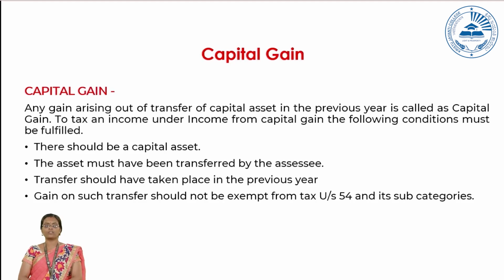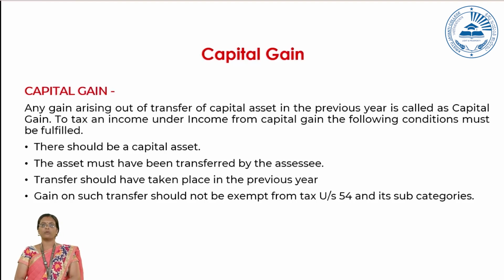The first and the foremost condition for capital gain being that there should be a capital asset. The asset, as we have discussed earlier, could be a movable asset or an immovable asset or a fixed or a floating asset. The second condition is that the asset must have been transferred by the assessee. For example, if I am the person who is selling or transferring the asset to someone else during this year, I, being an assessee who is liable to pay tax, must transfer the capital asset to someone else. So that is the second condition for claiming an asset to be a capital gain.